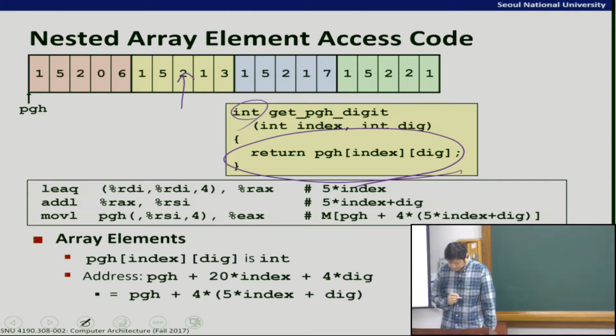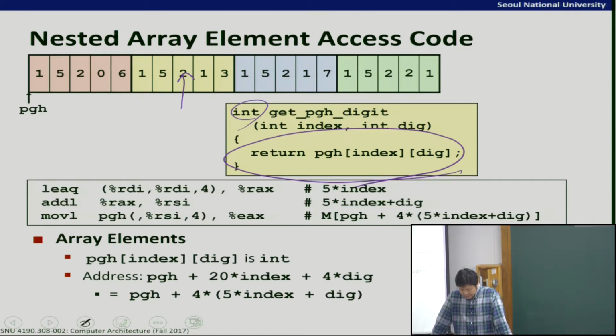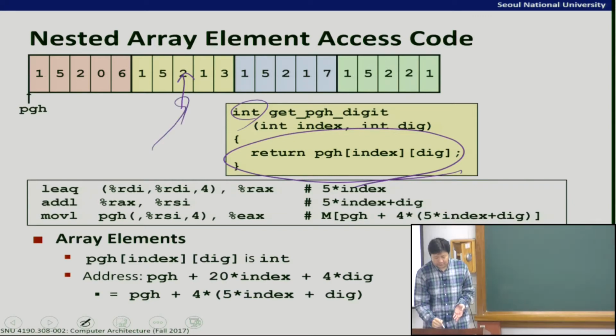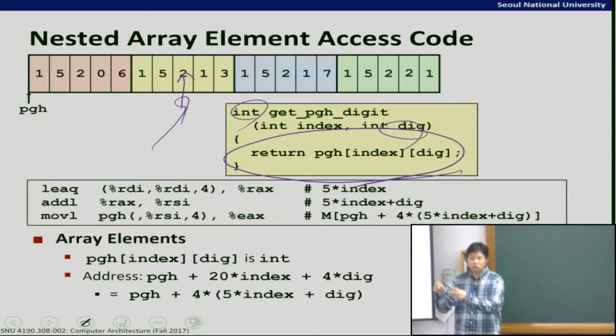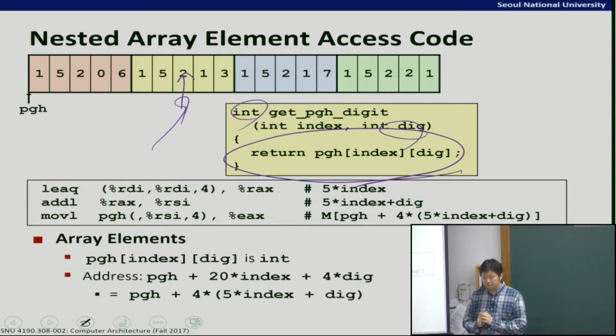In this case, it receives 2 input parameters, index and digit. Index specifies which zip code you are referring to, among these 4 zip codes. The first argument refers to which zip code, and the second argument dictates which digit you are referring to. So if you use this index and dig, you can pinpoint the exact digit you want to access, and it returns the integer value from the memory location.